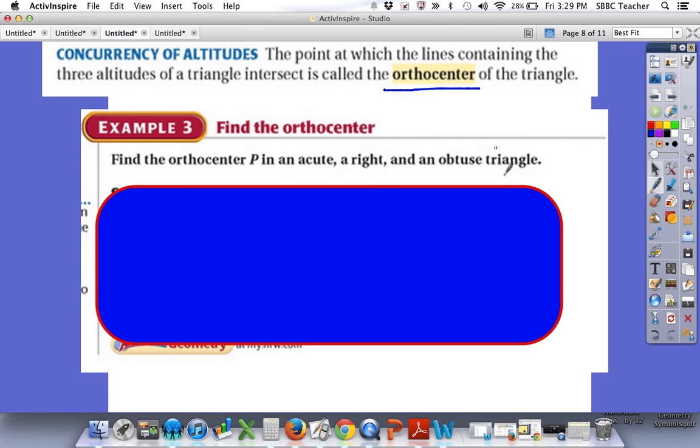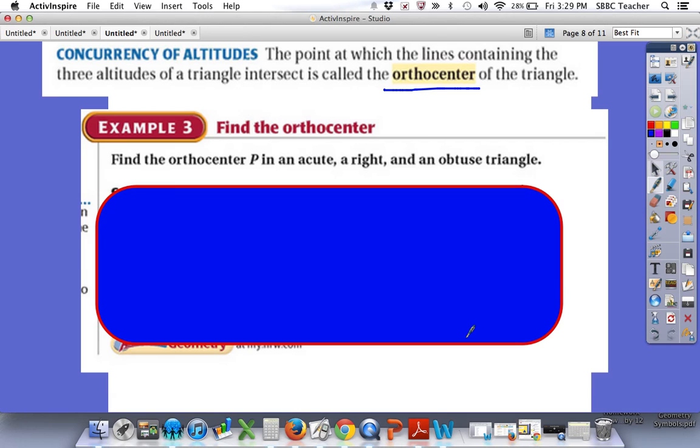Orthocenter: the point at which the lines containing the three altitudes of a triangle intersect. Different from medians, where three medians meet is the centroid, but where three altitudes meet is the orthocenter.